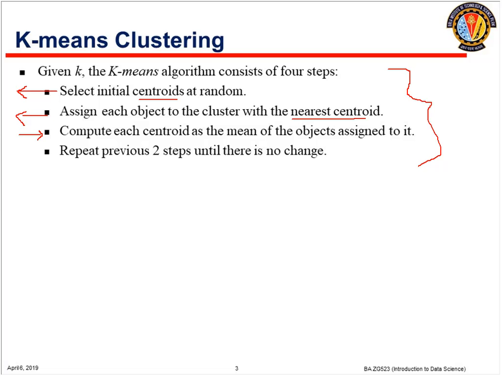So you will repeat this step until a time comes when the centroid is not changing, or when a point is not moving across different clusters. When all the points are fixed and they are not changing their clusters, that means the k-means algorithm is done. Stop there.